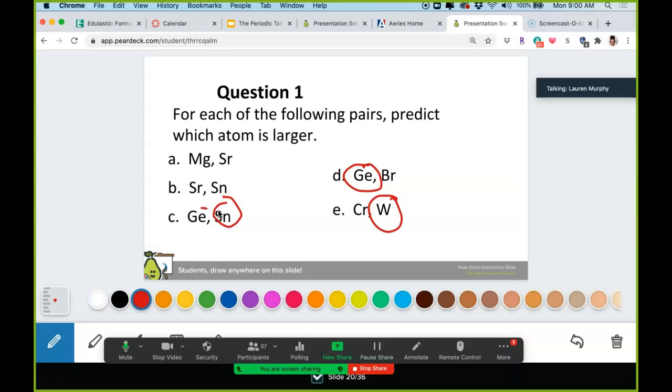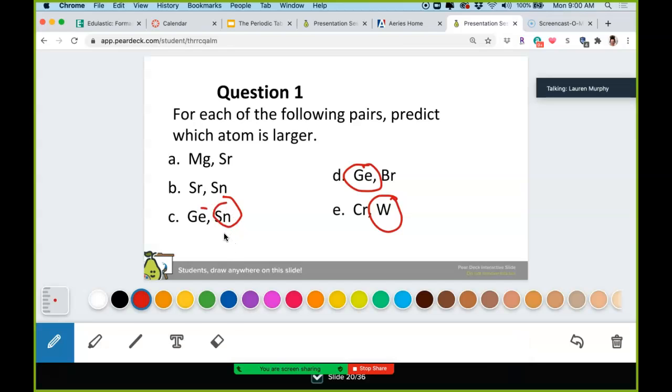Okay, so this is what I got. Tin is larger, it has more rings of electrons, more shielding effect. It's below germanium. They're in the same family, but it's lower, which means it has more rings of electrons. Germanium is larger than bromine because they are in the same period, but germanium has a lower effective nuclear charge, which won't allow the atom to shrink as much. Chromium or tungsten? Tungsten and chromium are in the same family, but tungsten is lower on the periodic table. Further down, more rings of electrons, more shielding effect.